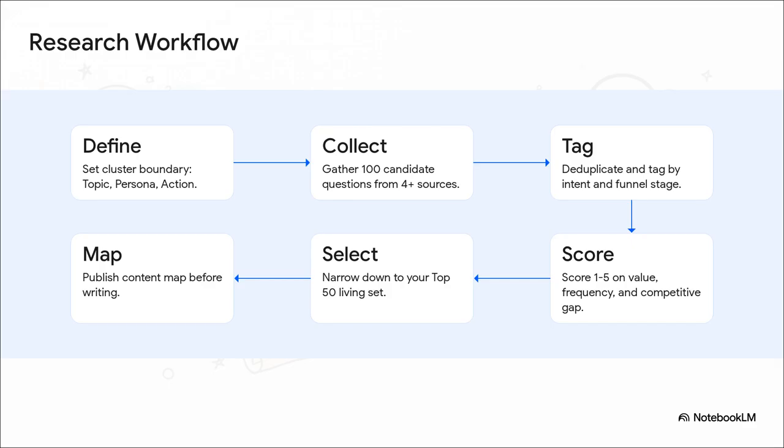Step 4. Score them on a 1 to 5 scale based on commercial value, frequency, and competitive gap. This just ensures you aren't blowing your budget on useless answers. Step 5. Narrow the whole thing down to a top 50 living set. And finally, Step 6. Publish a comprehensive content map before you write a single word. Map out your pages, your FAQs, and the evidence you'll need.